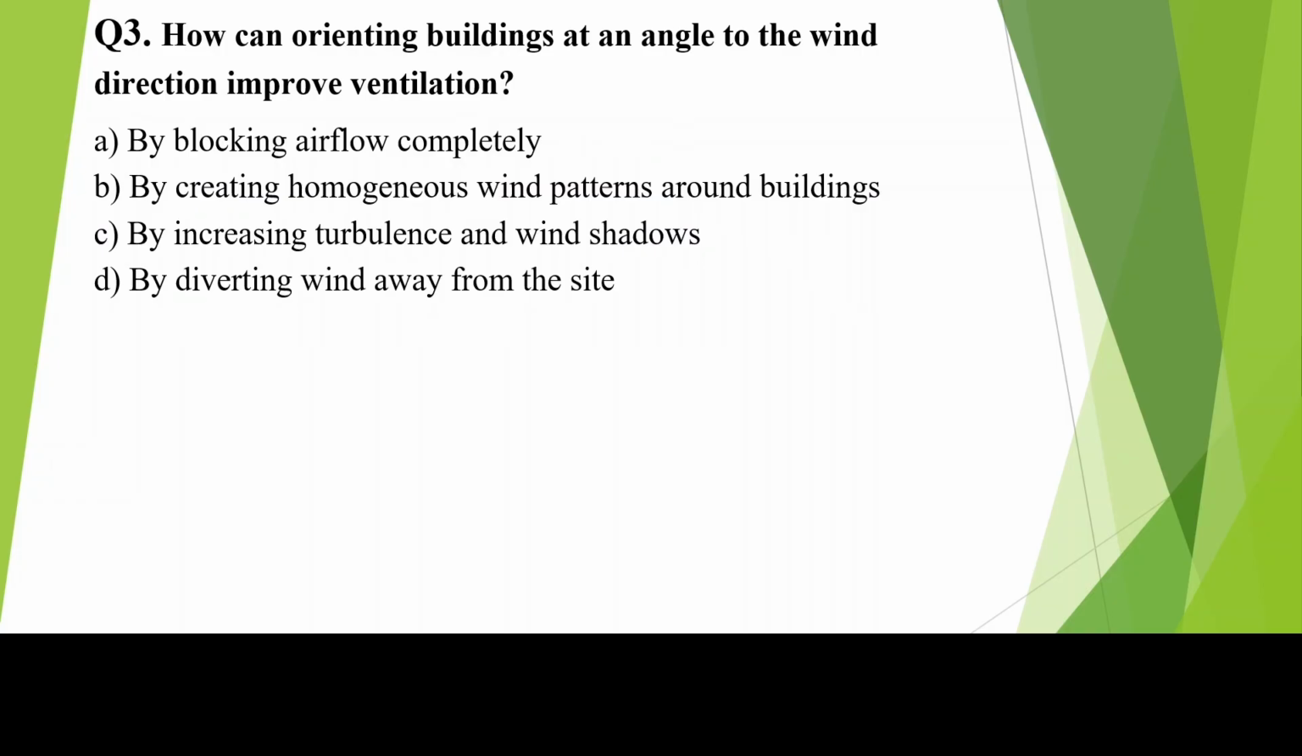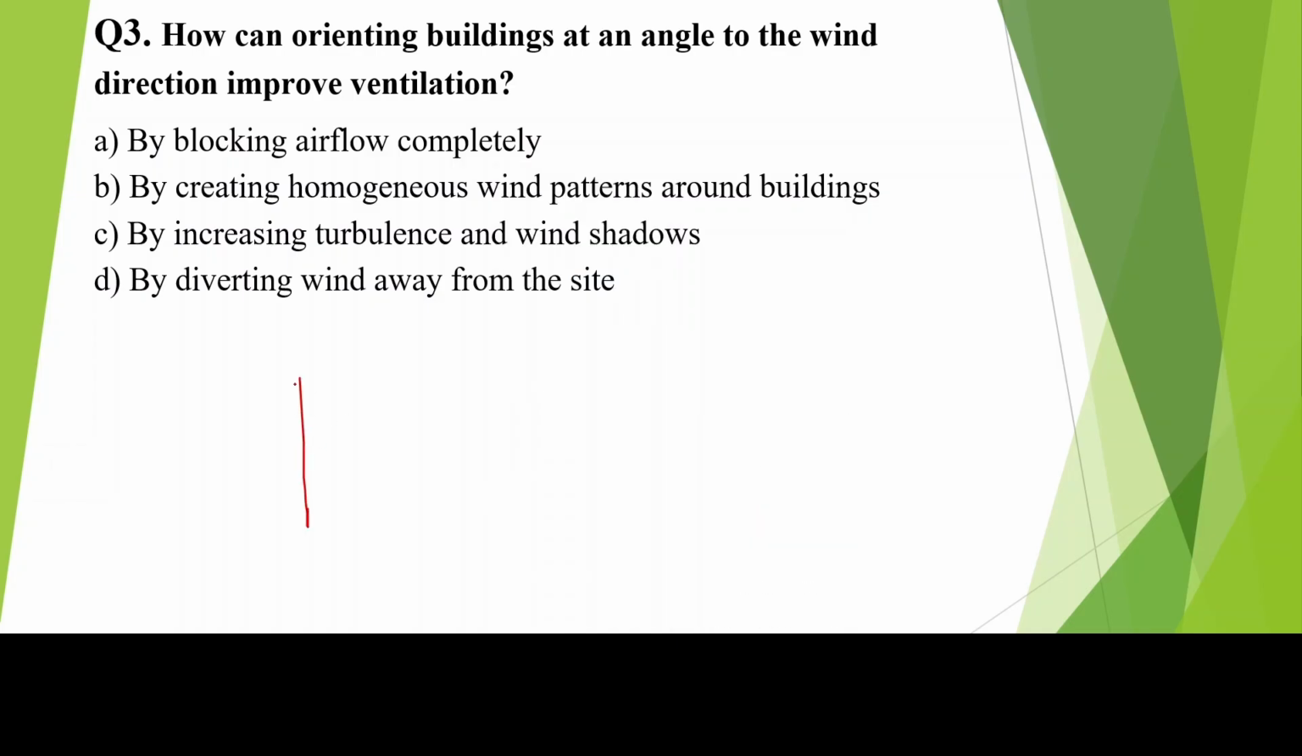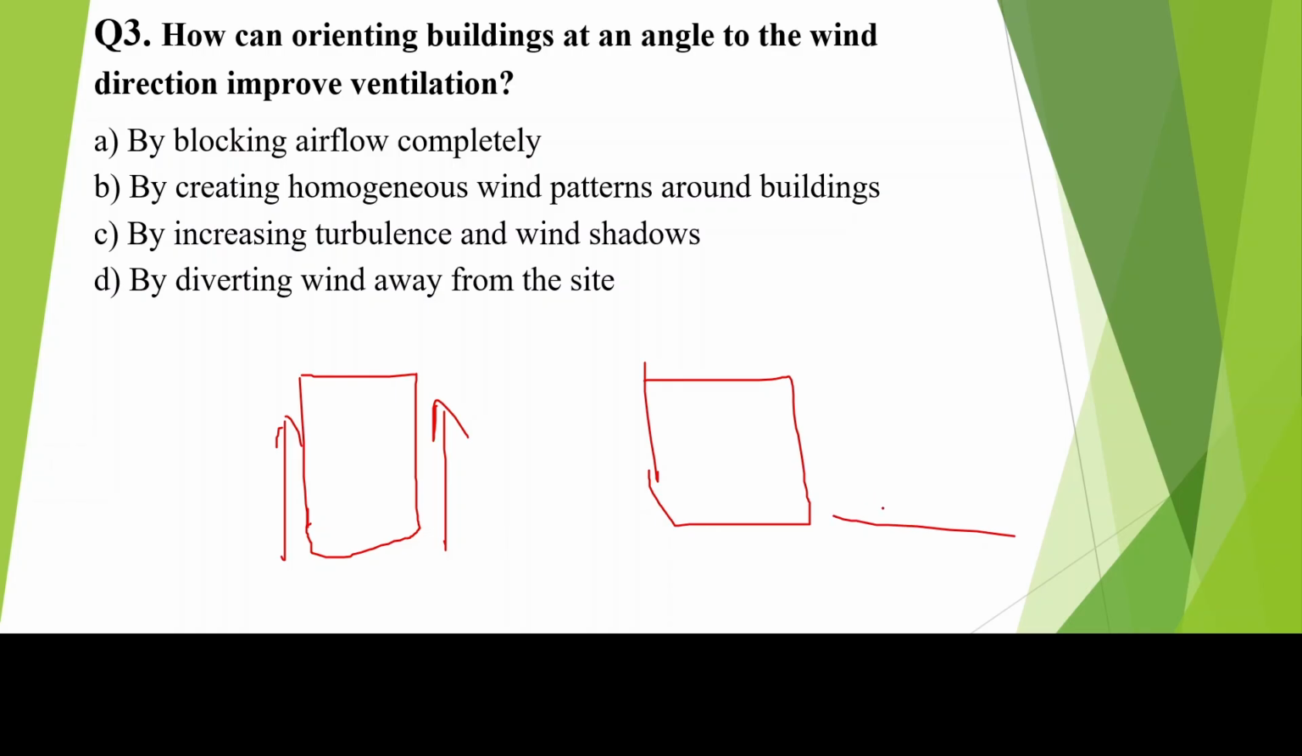Here is the third question in front of you all. How can orienting a building at an angle to the wind direction improve ventilation? Yeah, this is a very good question. So try to give your answers. Two types of building orientation we have discussed: one in parallel with the wind direction, and another which is at some angle to the wind direction.